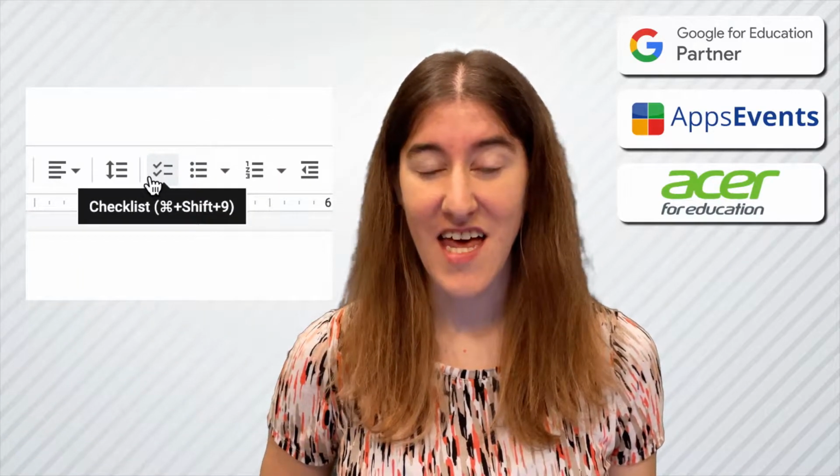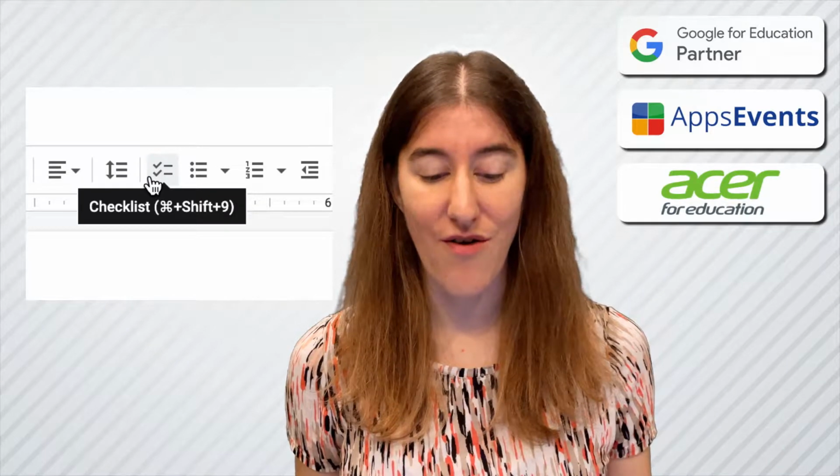So here I have a generic blank Google document, and I want to start a checklist. Maybe I'm creating a list of steps for my students to work through on a project, or I'm creating a to-do list for myself and my colleagues to work on. Super simple. All you do is go up to where you would normally find your bullets and look for the checklist. Now there's also a shortcut that goes with this. You can see it as I'm hovering over it.